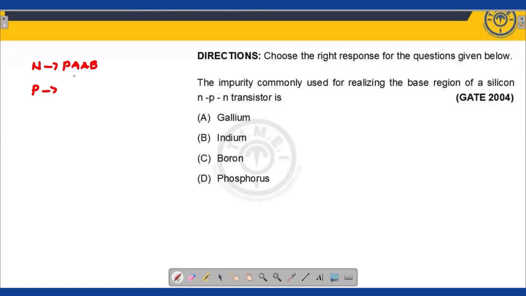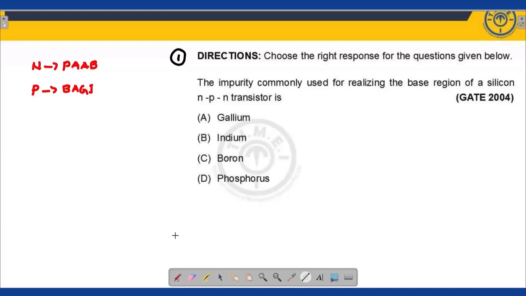Here, N-type uses phosphorus, arsenic, antimony, and bismuth. And P I am going to call a P-type semiconductor. I am going to use the trivalent impurities: boron, aluminium, gallium, and indium. That is the trivalent impurities. This is question number 1.